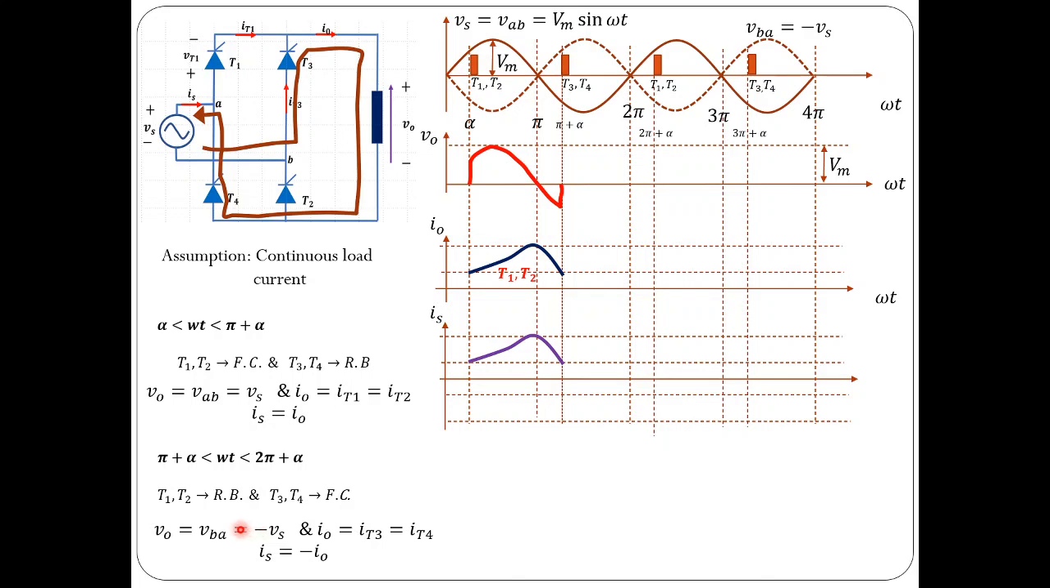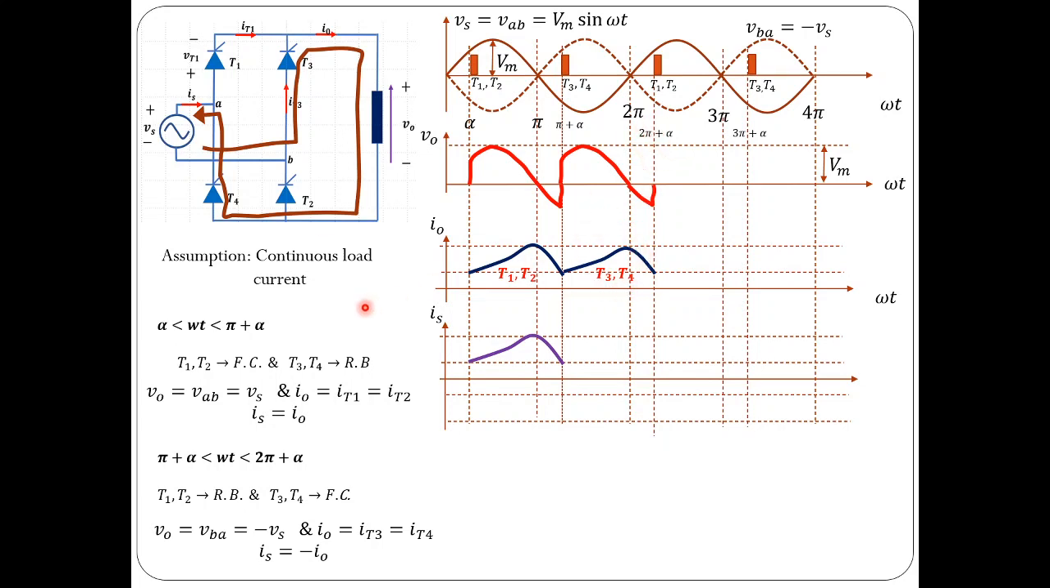So let us indicate these mathematical expressions graphically. V0 is equal to VBA. From pi plus alpha to 2 pi plus alpha, V0 is equal to minus VBA, that is this. So that is shown here. Coming to I0 again, from pi plus alpha to 2 pi, positive voltage will appear across the load. So load current will rise till 2 pi, and then from 2 pi onwards it would fall, to the minimum value at 2 pi plus alpha.